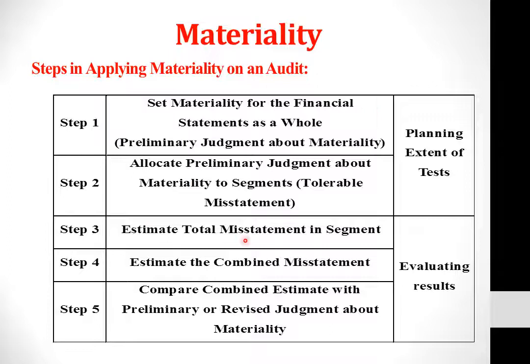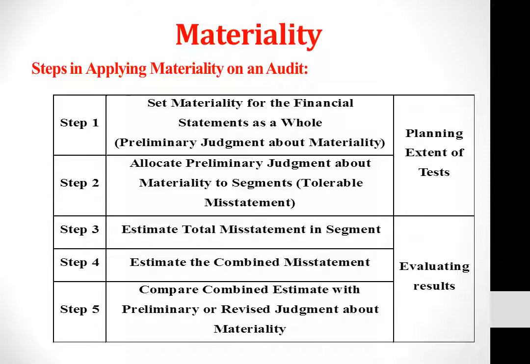Step three, estimate total misstatement in segments, and some researchers, أو في الخطوة الثالثة بعض الباحثين بيقولوا نحنا بنعملها في stage number two, testing. Step number four, estimate the combined misstatements, and step number five, compare combined misstatements with the estimation that we did in step one and give a result. And step four and step five are in the third phase, evaluating results. Okay, let's discuss every step in more detail from the next slide.